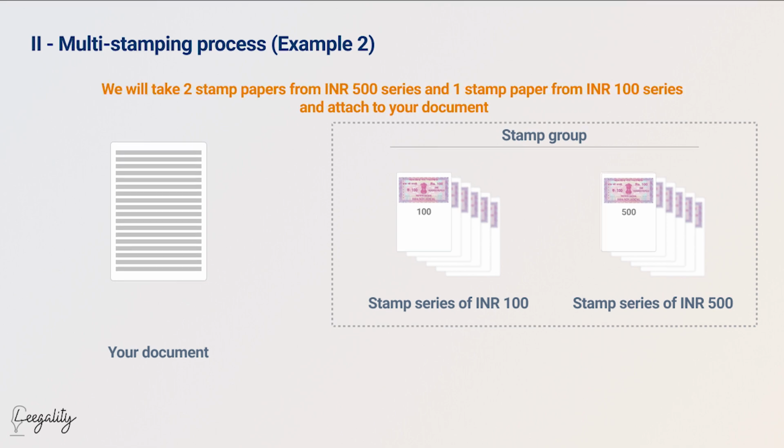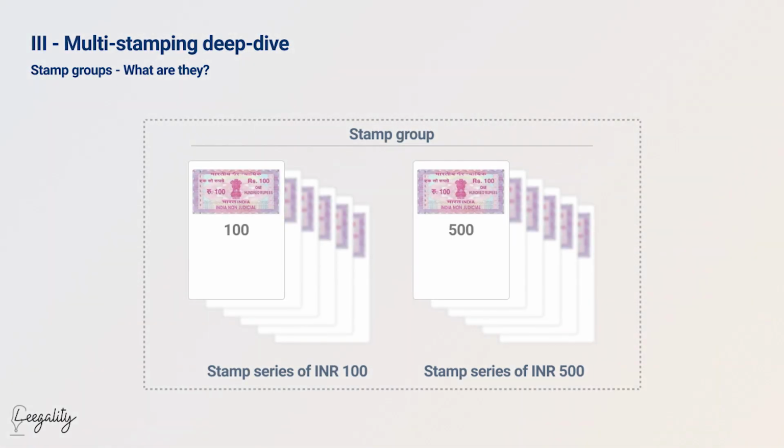In this case, we will take 2 papers of 500 and one paper of 100 rupees to attach to your document. So now we are in the third part of the video where I'll be diving deep into what stamp groups are.